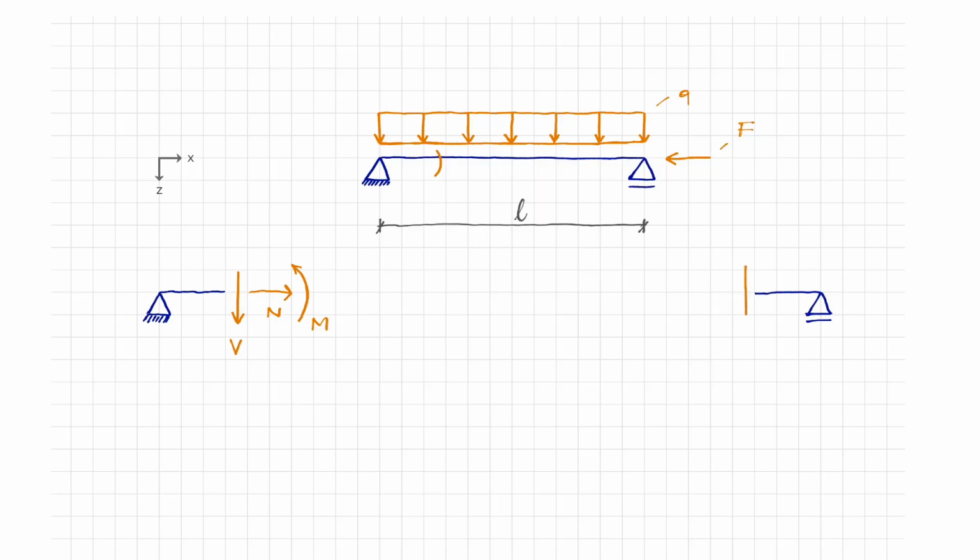In the negative side of the section, we cut the other way, from right to left. Here, however, the forces and the moment are opposite those of the positive side of the section.